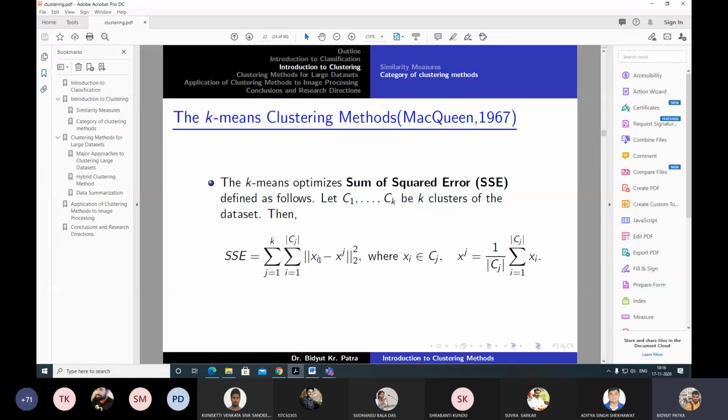So here that is the error. Then you take the squared error. The error is considered as a Euclidean distance: xi minus xj, you take the Euclidean norm and then square it. And doing this for the points in one cluster is not sufficient; you do it for all clusters. Therefore there are two sums, and that is called the sum of the squared error.